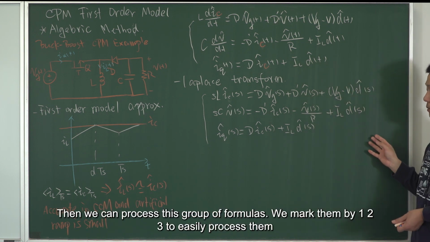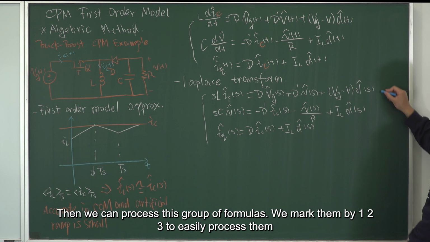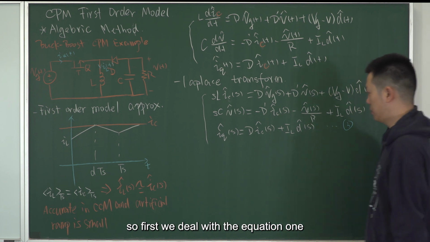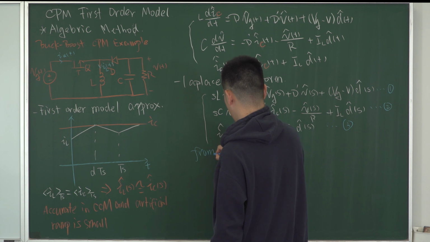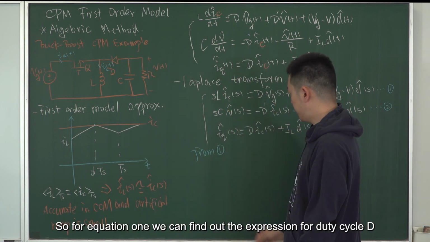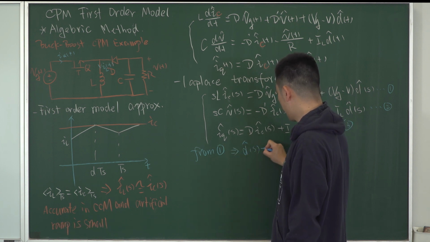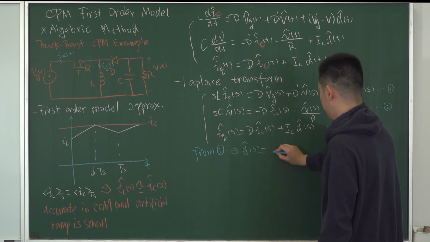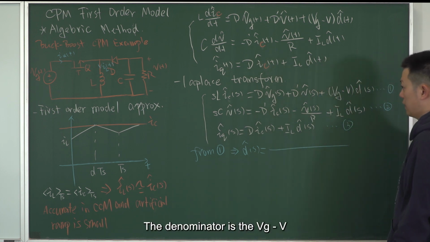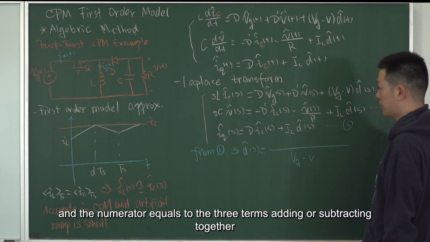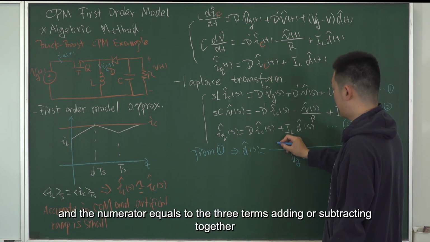Then we can process this group of formulas. We mark them by 1, 2, 3 to easily process them. So first we deal with equation 1. From equation 1, we can find out the expression for duty cycle D, which is a fraction. The denominator is the Vg minus V. And the numerator equals the 3 terms adding or subtracting together.